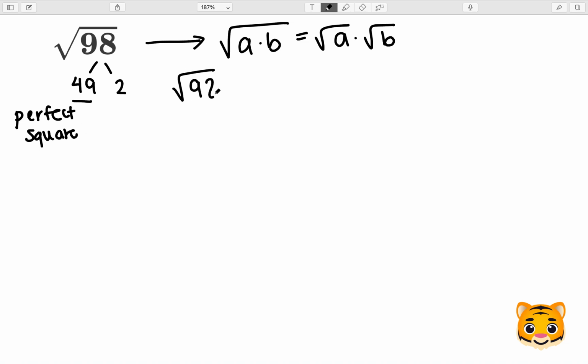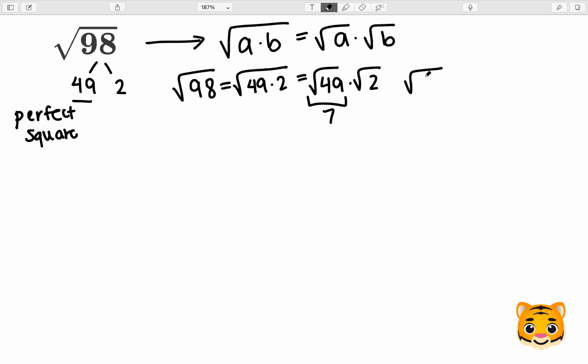Now we can take the square root of 98 and rewrite it as the square root of 49 times 2. Using our math rule, we can then rewrite this as the square root of 49 times the square root of 2, where the square root of 49 will be 7 because 7 times 7 is 49. We can then rewrite the square root of 98 as 7 root 2.